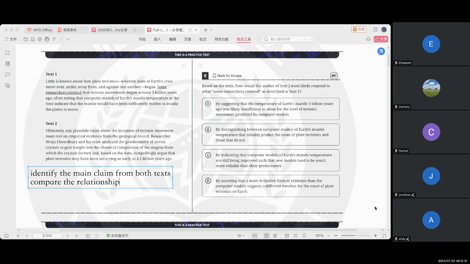All right, let's see. Johnson says the main claim from text 1: plates began 3 billion years ago, with the help of computer models of Earth. The main claim from text 2 is plates began 4.2 billion years ago, with the help of geochemistry. That's very perfect. And it says the claims are about when the tectonic plates started moving.